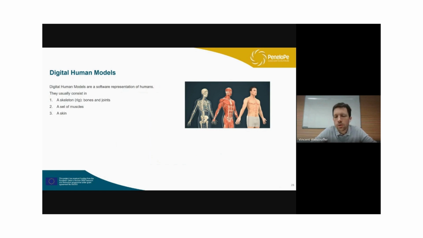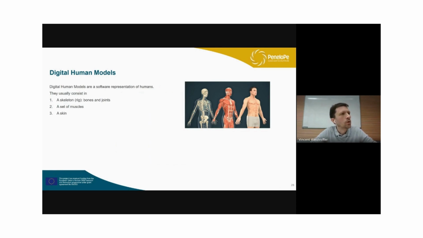So before talking about digital human control, we have to talk about digital human models. For now, we only talked about motion capture data, which are only position and rotation in space. But digital human models are 3D representations of humans in a virtual space. And these digital human models, at the end, will be controlled to follow the motion capture data.